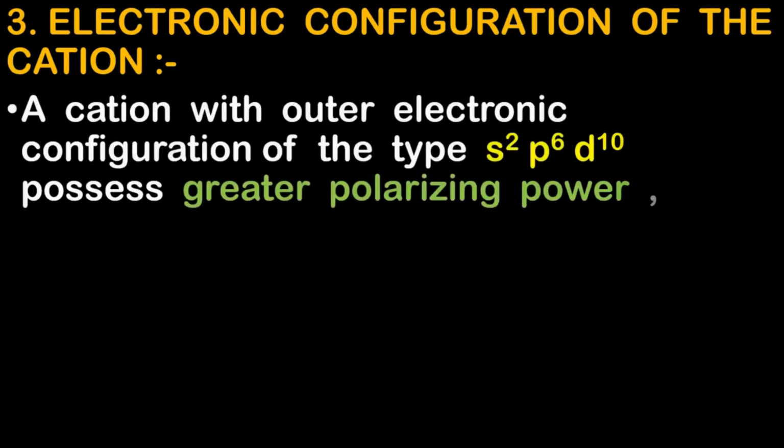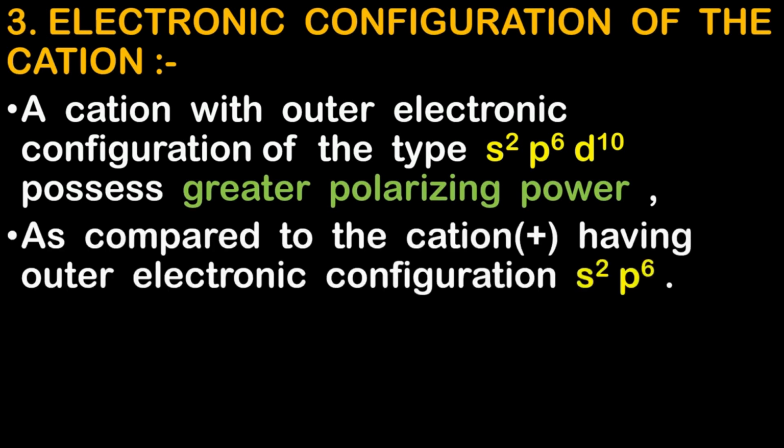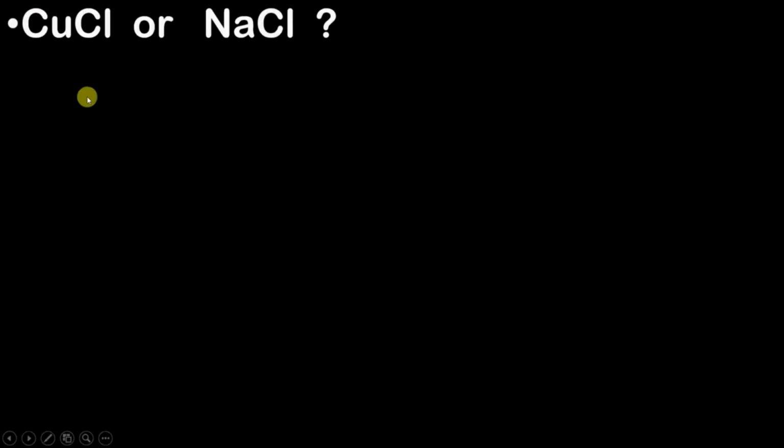Now the third factor is the electronic configuration of the cation. This is something that you need to understand. A cation with outer electronic configuration of the type s2p6d10 possesses greater polarizing power as compared to the cation having outer electronic configuration s2p6. Now we will consider an example to understand this. The example says that between CuCl and NaCl, we need to find out which is more covalent.